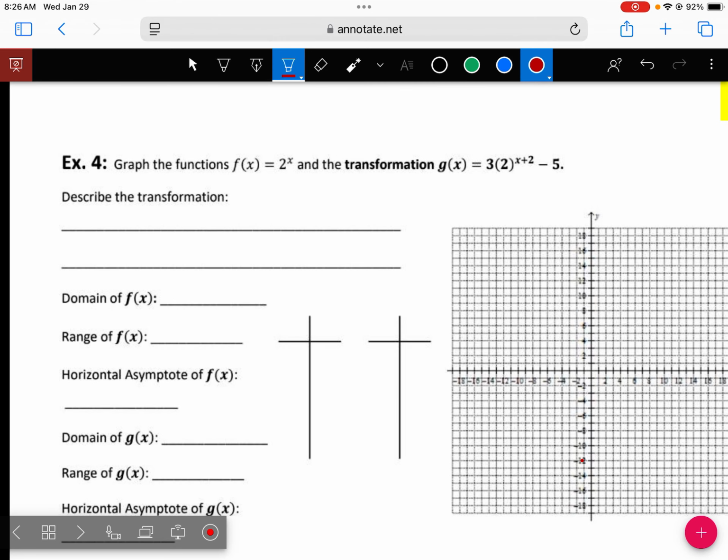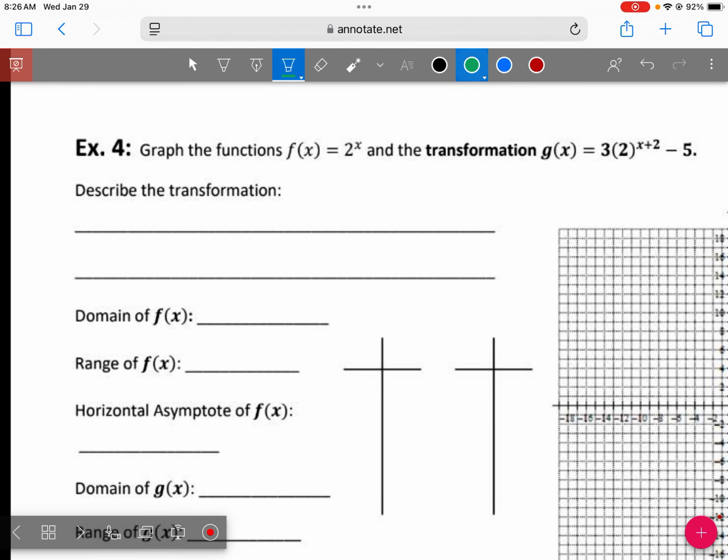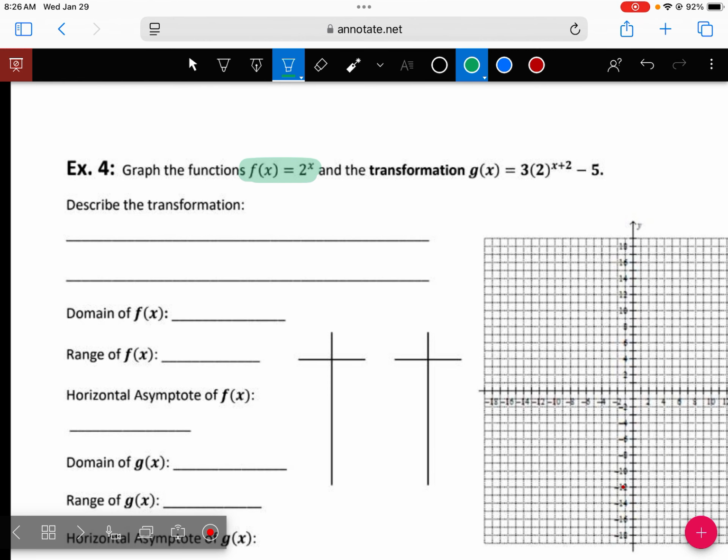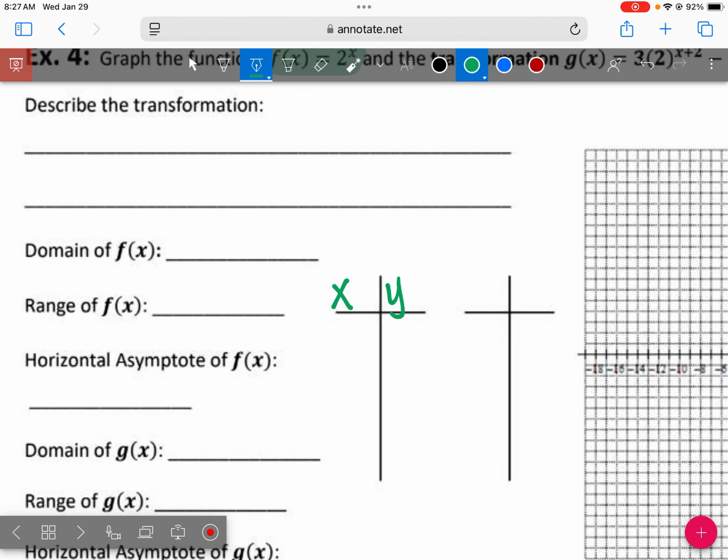So example 4. Let's start off with this. This is called the parent. So let's go ahead and graph that. We have 2 tables, and our tables look a little different. I'm going to use the one to the left for my parent, and we're going to use the numbers -1 to +3.